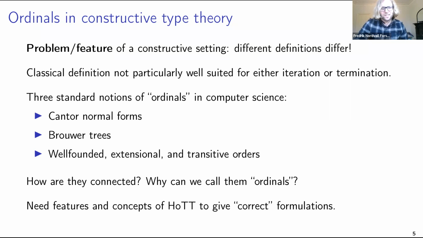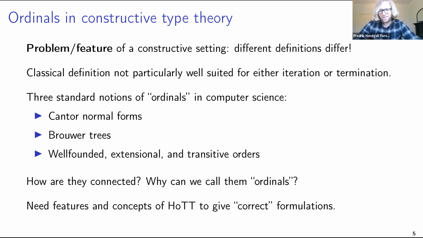So what I want to consider today instead are three more or less known notions of ordinals that I've been considering in computer science and how they can be used to do these useful things instead. So these are Cantor normal forms, Brouwer trees, and well-founded extensional transitive orders. So I'll talk through these in turn and explain what they are. So they're quite different notions. So it's just interesting to consider what makes them the same and what makes them different, and why we feel justified in calling them all ordinals and not just wildly different things.